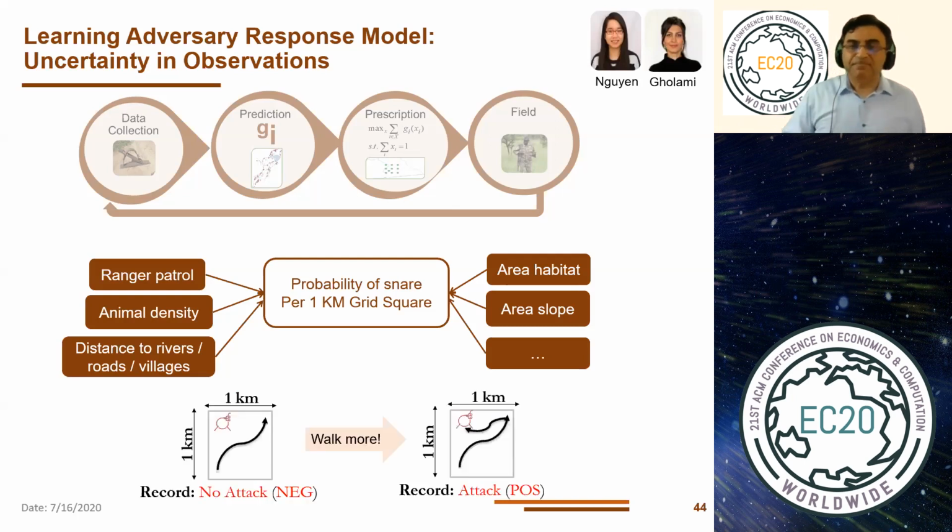There's one challenge. When the rangers report that they found a snare, yes, they have found a snare. When the rangers report they didn't find a snare, it could be that they just walked a little bit more and could have found a snare. So our level of trust in their negative instances, negatively labeled data, depends on how much walking has been done in that particular grid square. So we have this challenge of learning from positive and unlabeled data, where our level of trust in these negative instances depends on the level of walking in that grid square.